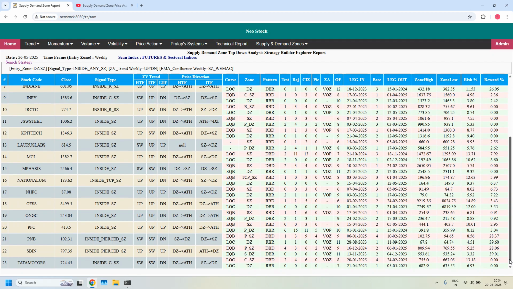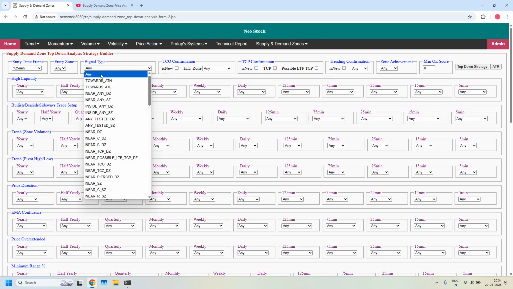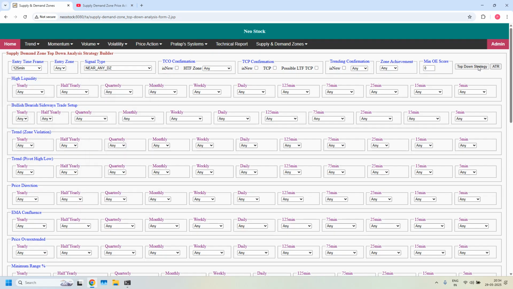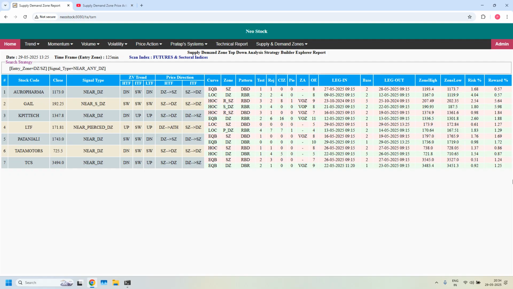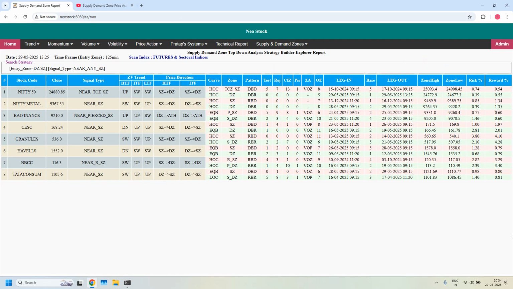So this is about weekly time frame. Daily already we generated in the beginning of the report. Next we will go to the next time frame, 125 minutes. Stocks near to the 125 minutes demand zone, we got 7 stocks. Next, stocks near to the 125 minutes supply zone, we got 8 stocks.